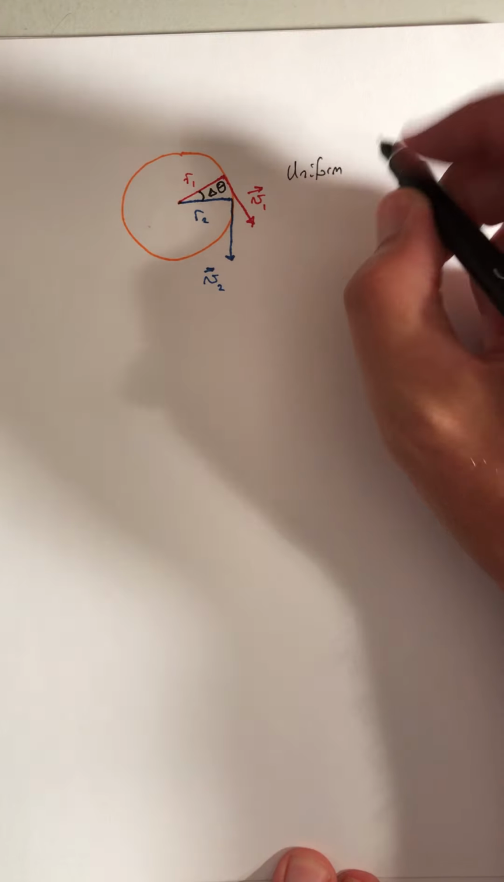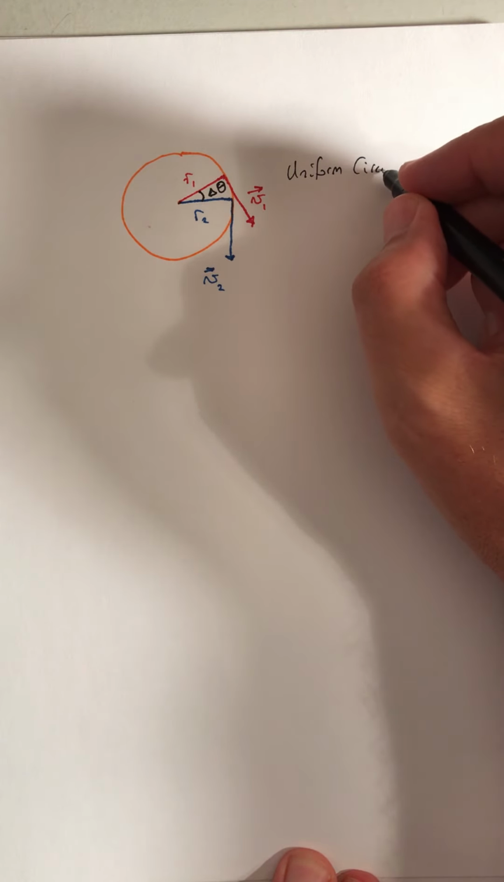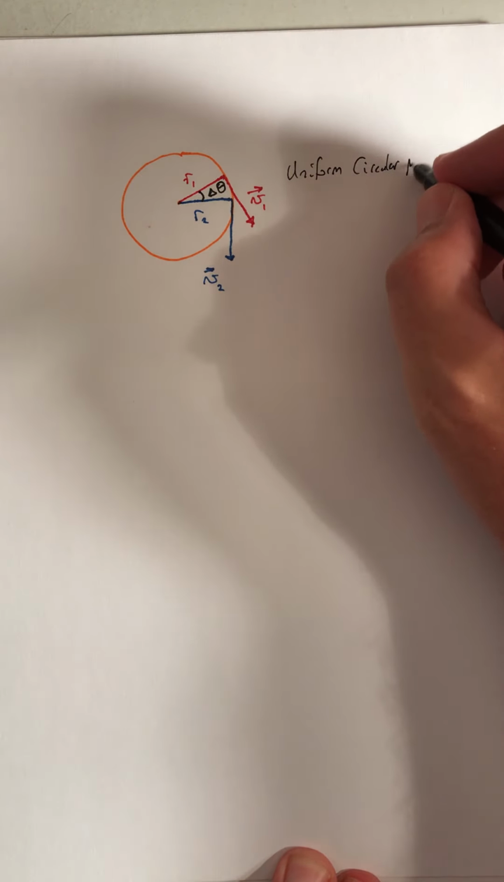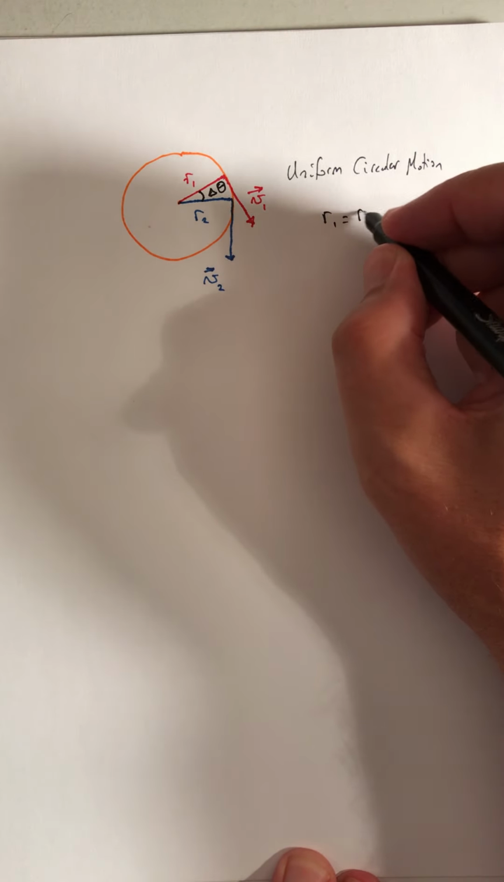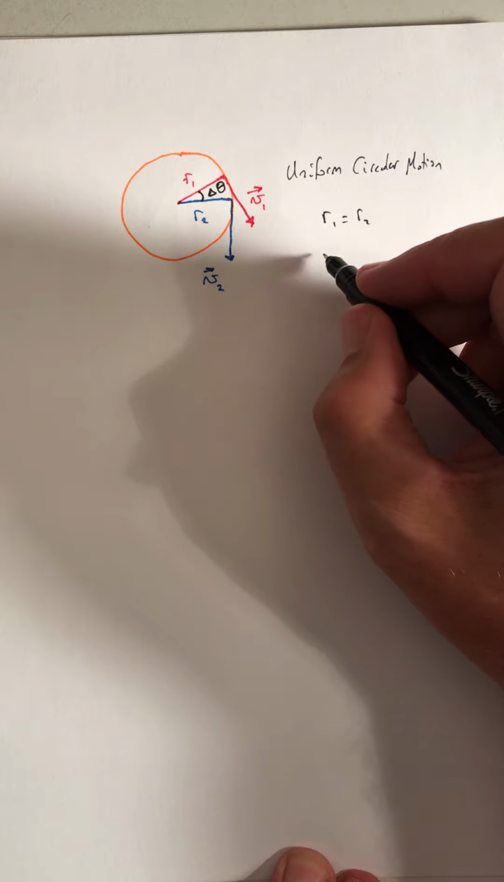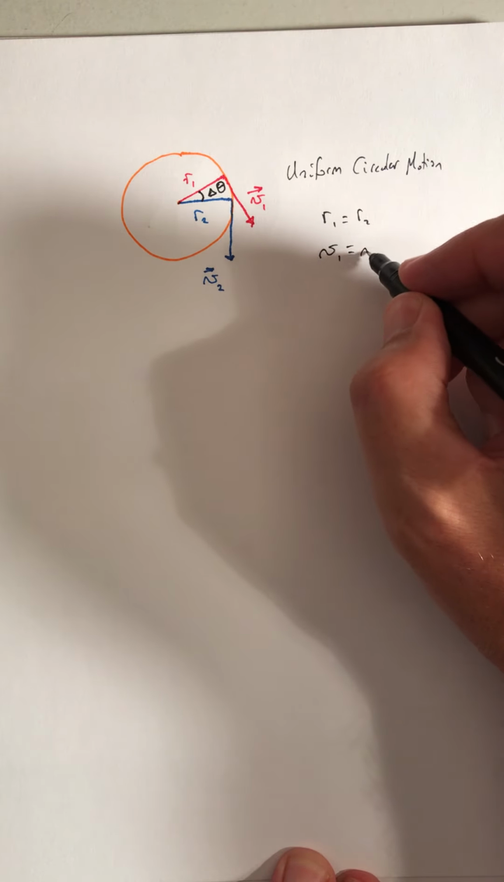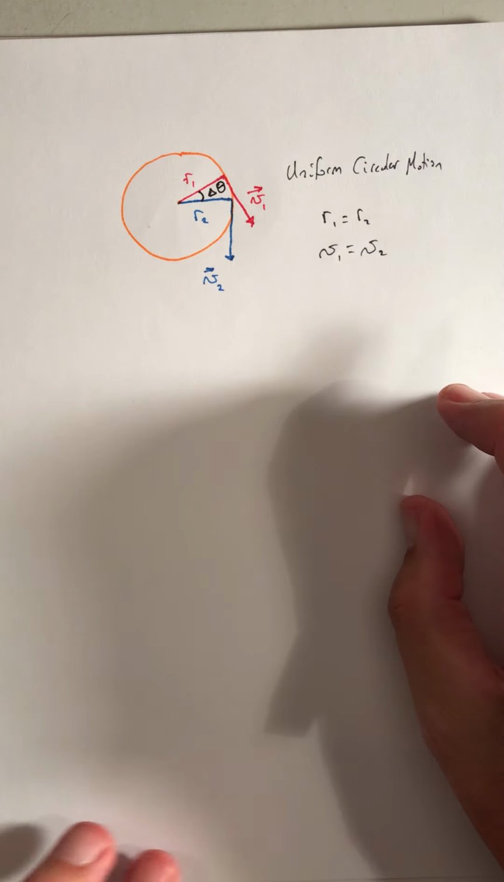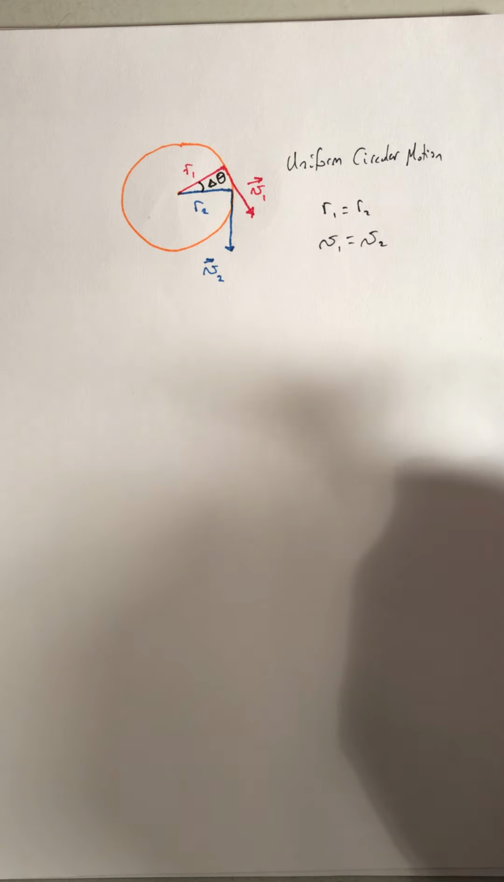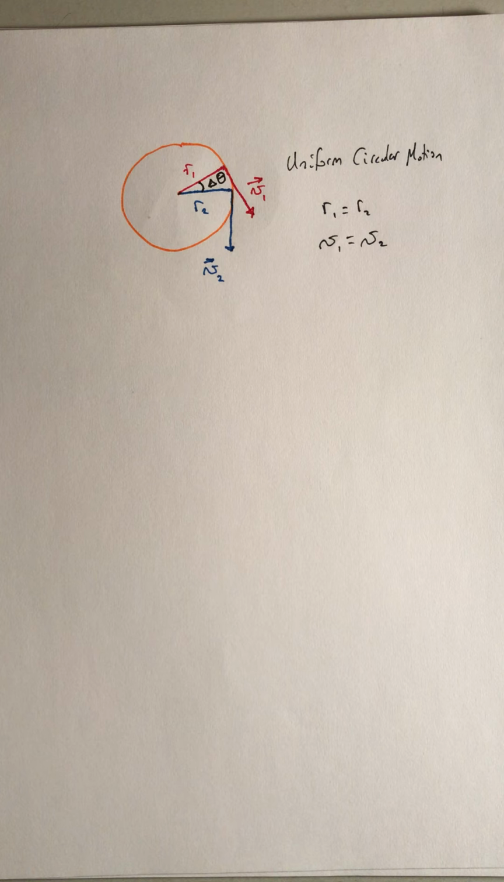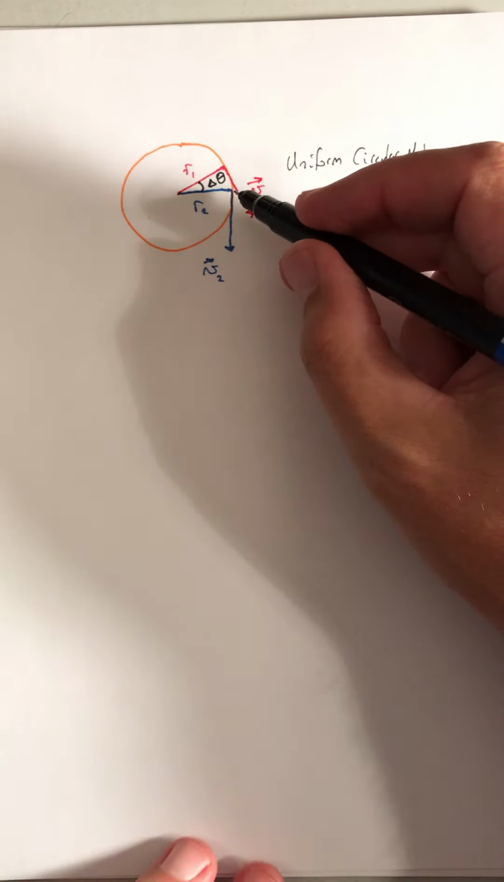uniform circular motion, that the radius is constant, so r1 equals r2, the speed is constant, so the length of the velocity vector v1 is the same as the length of the velocity vector v2, and I want to take those two vectors and arrange them so they are tail to tail.